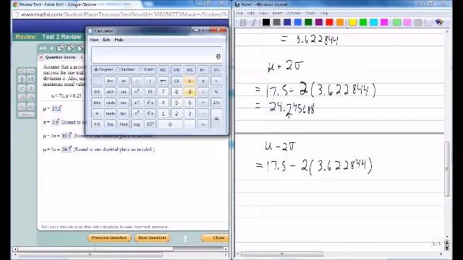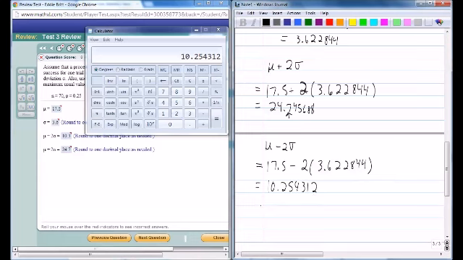Alright, so I'm going to say 17.5 minus, now just to be safe in this calculator, I'm going to put this in parentheses. Parentheses 2 times 3.622844, close parentheses. Alright, and so I got about 10.254312. Now if I round that to 1 decimal place, that'd be about 10.3. You see that's what they have here, 10.3.